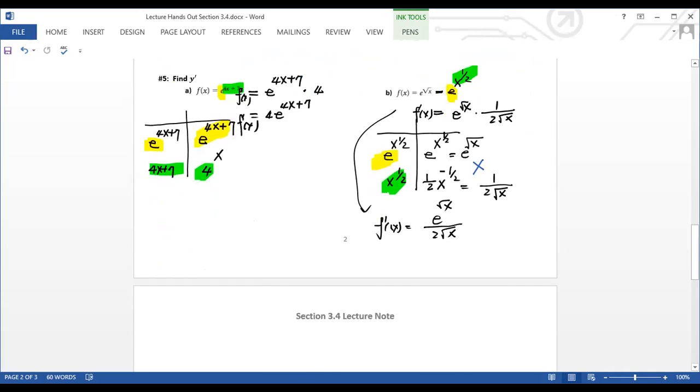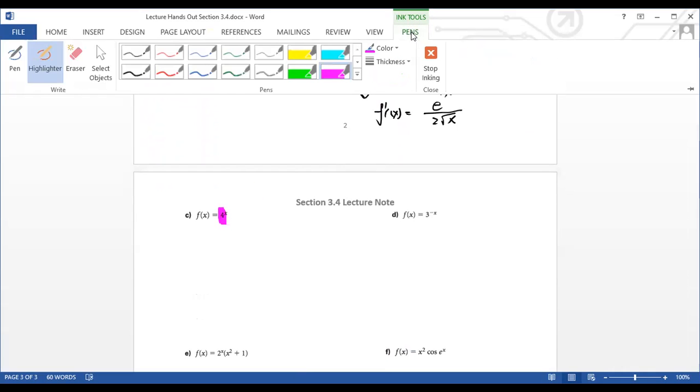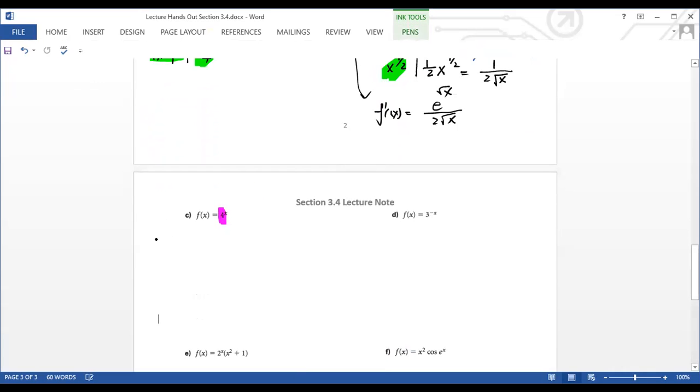Okay, now let's take a look at the next one. Oh, the next one is a to the 4x. So you say, oh, here the base is not e, so we know what is the derivative here? It will just be the self, right? Because this is not e, so what do we need to do? I need to times the what?